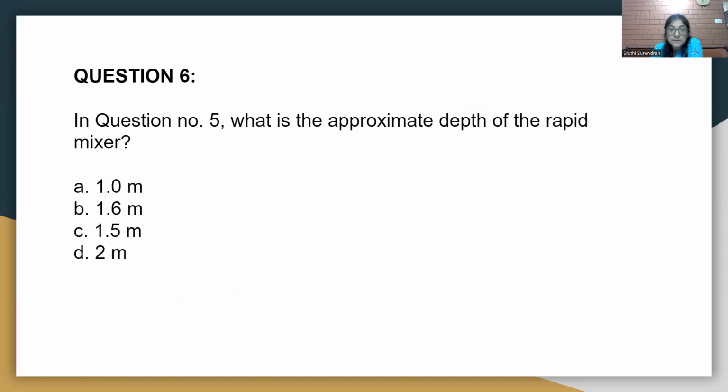Again, in this question number 5, what is the approximate depth of the rapid mixer? So this is also something that comes under the design category. Under the design conditions for a rapid mixer, there is a formula or a condition for the depth. If you know that, you will be able to find out this answer.